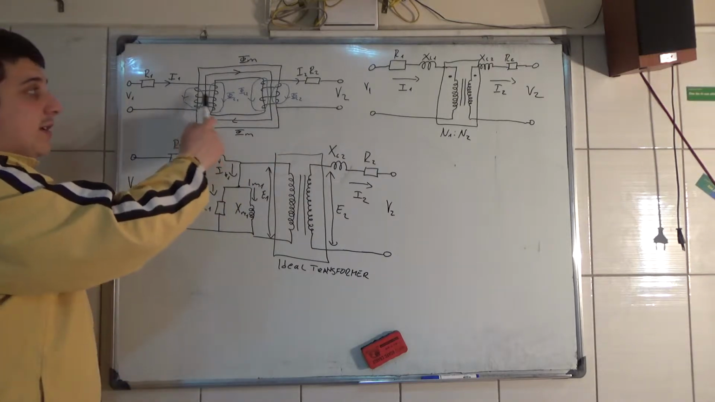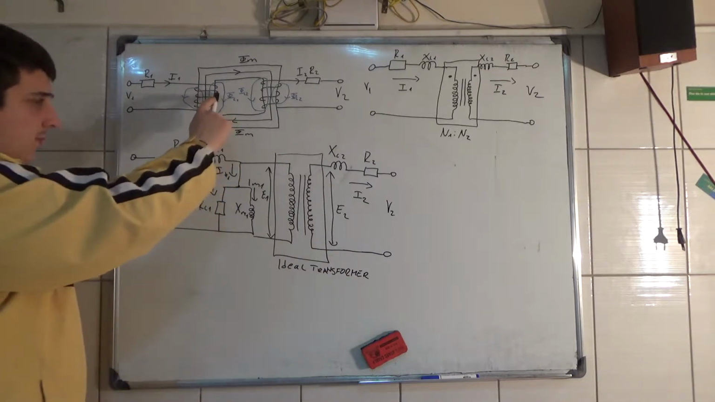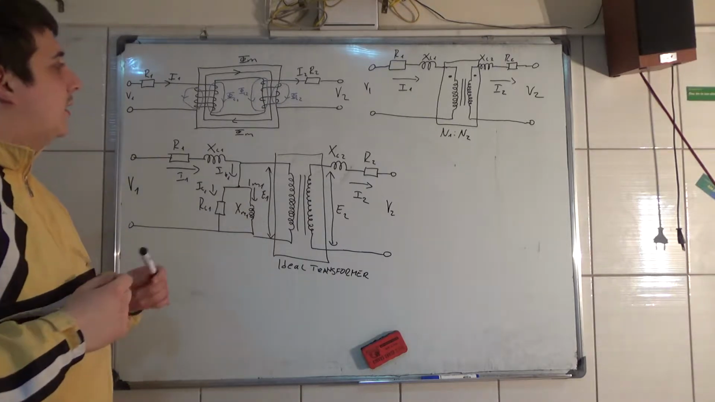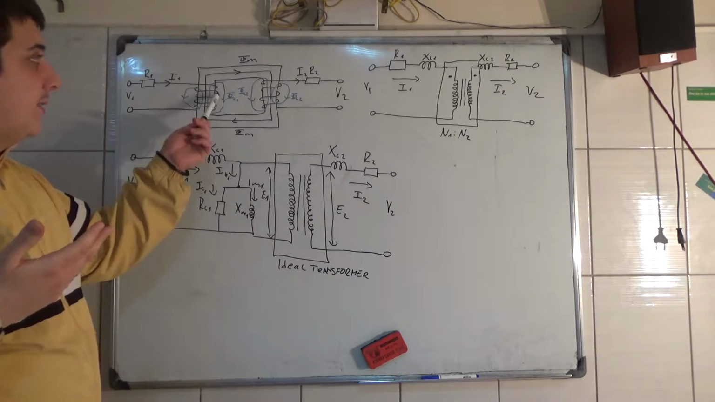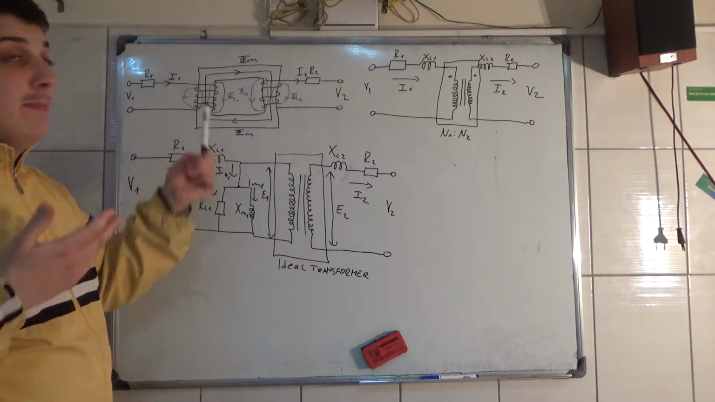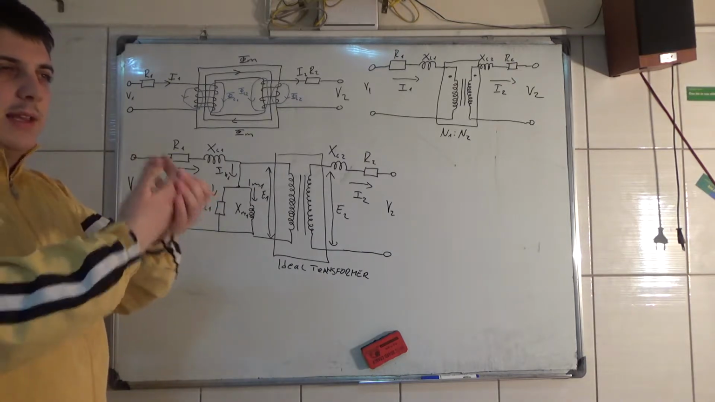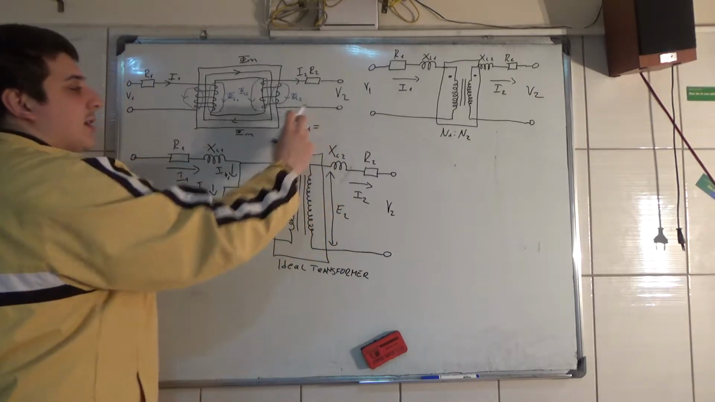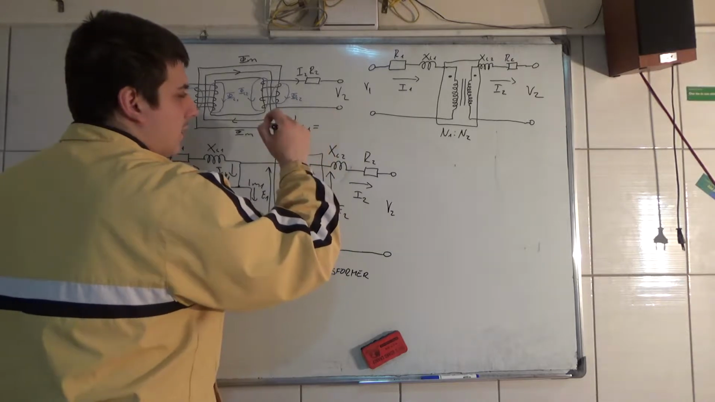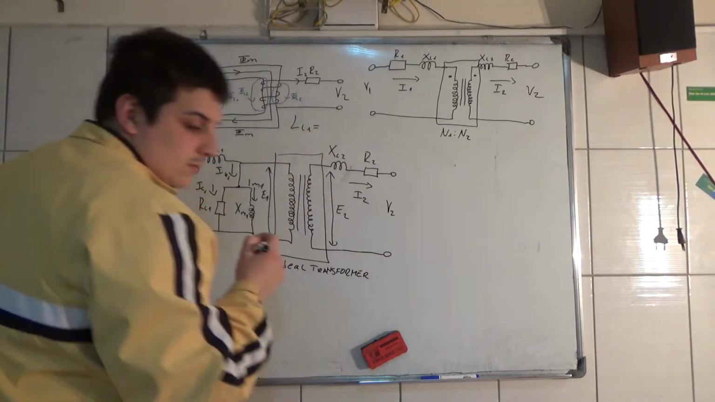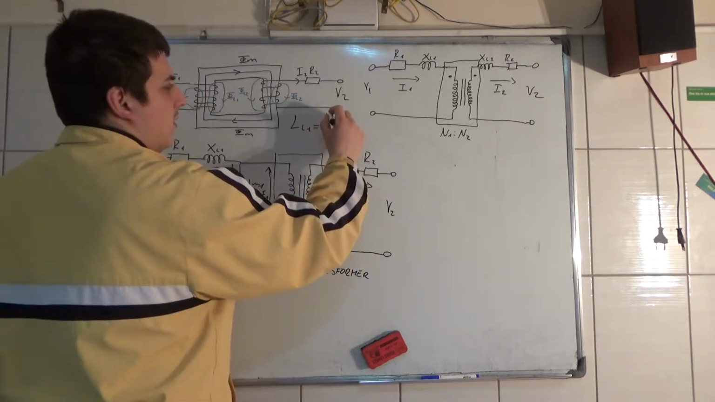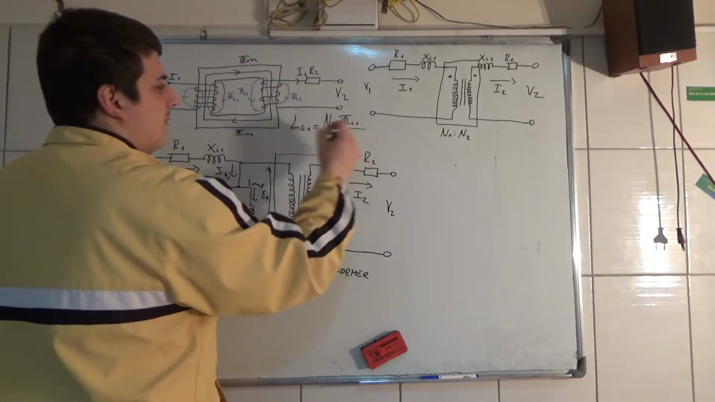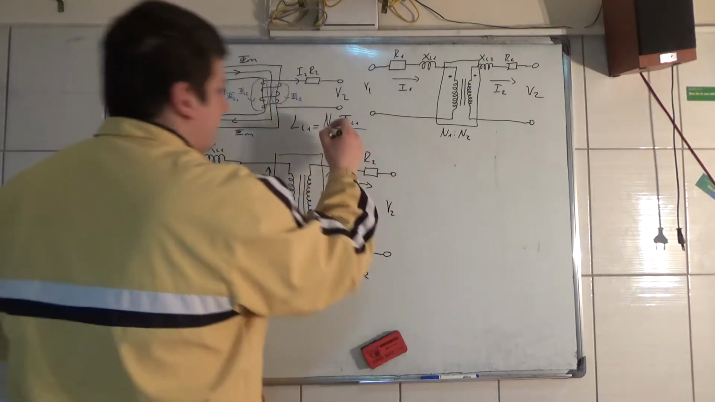The current here produces some flux leakage, and the current has a leakage inductance, which is equal to the leakage inductance L1 equals the flux linkage of the primary divided by the current I1.